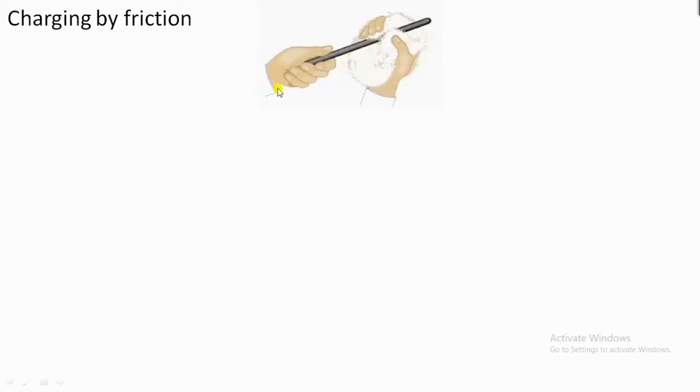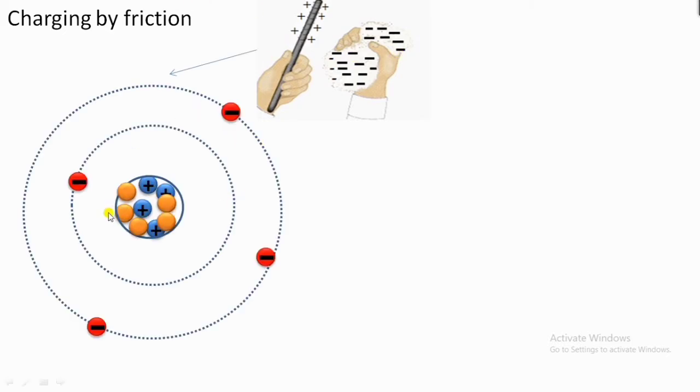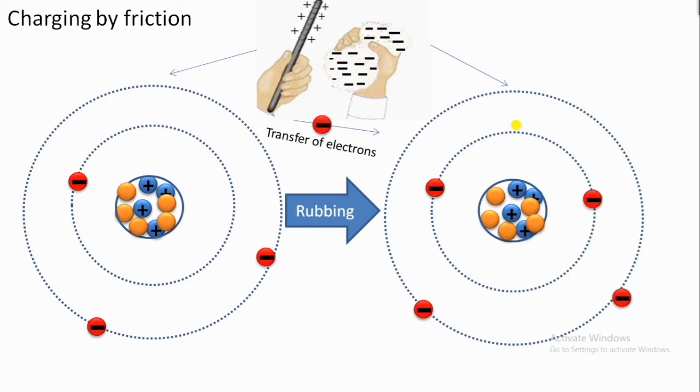We already know when we rub a glass rod with silk cloth, the glass rod gets positively charged and the silk cloth gets negatively charged. Now let's understand how this happens. Before that, we already know the cause of charging is transfer of electrons. So let's consider an atom in a glass rod and another atom in a silk cloth. When we rub them together, some of the electrons get transferred from the glass rod to the silk cloth.